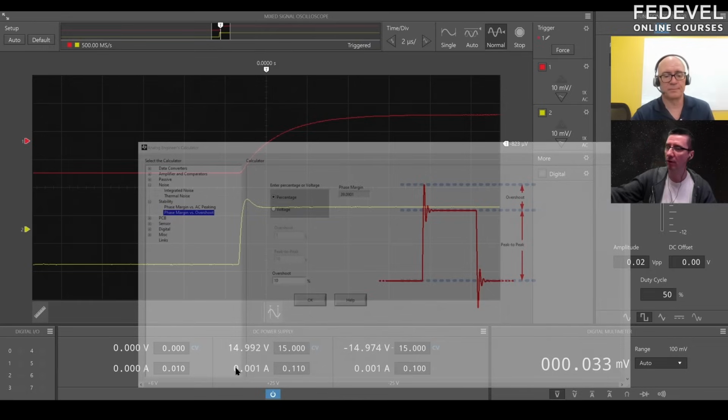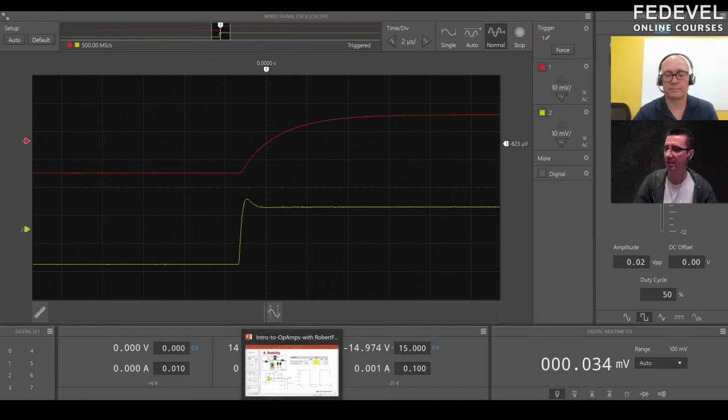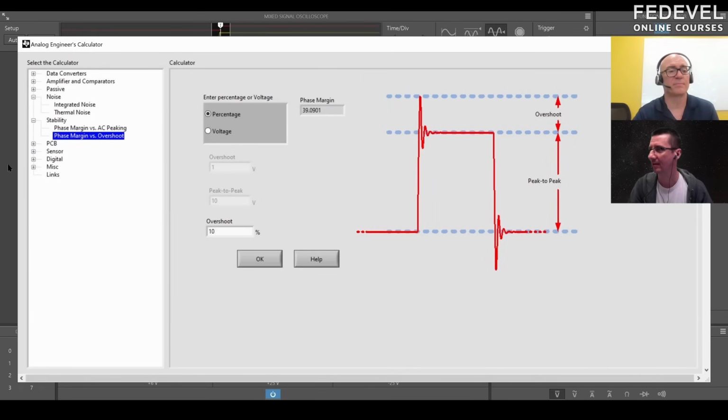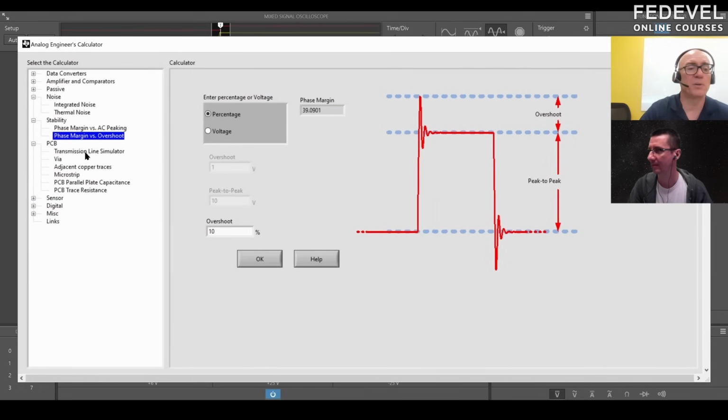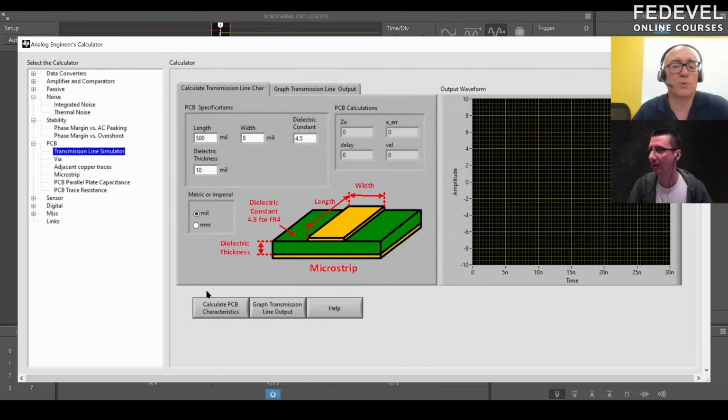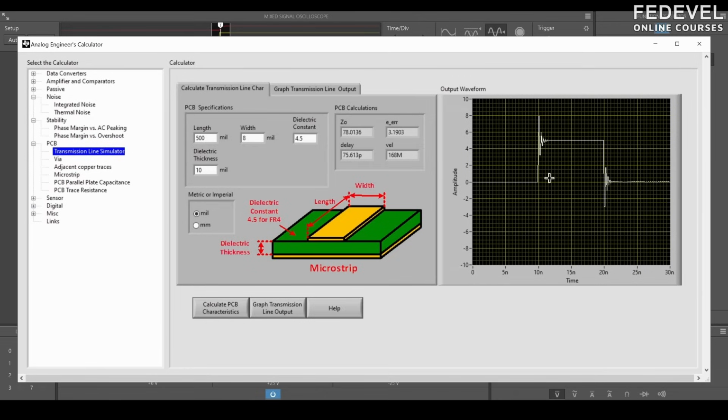Yeah, can you go back to the calculator? I'm just curious, what is inside of the PCB? Oh, yeah. So this is one of my favorite tools. It's a transmission line simulator. And you can see that you can change the length and the width and so on and so forth. And it will calculate the characteristic impedance. And it's basically looking at the reflections of this trace.